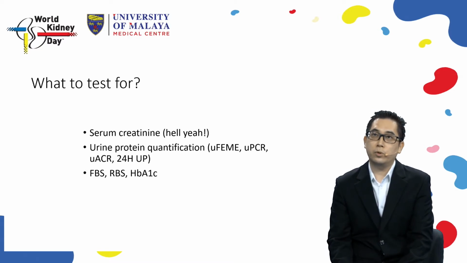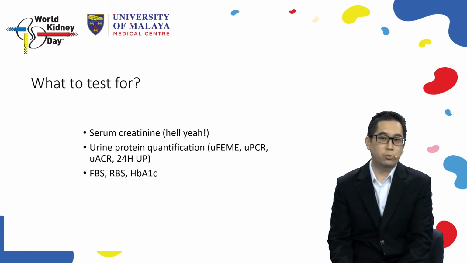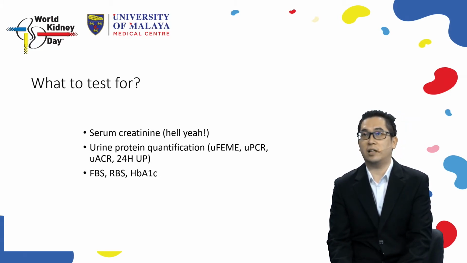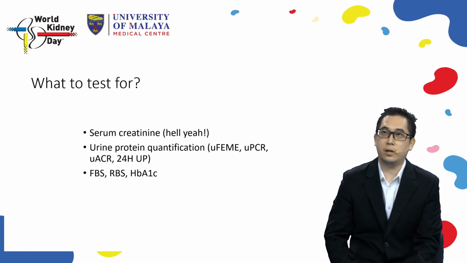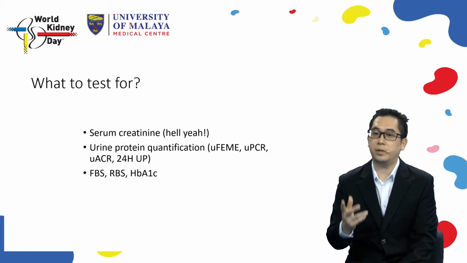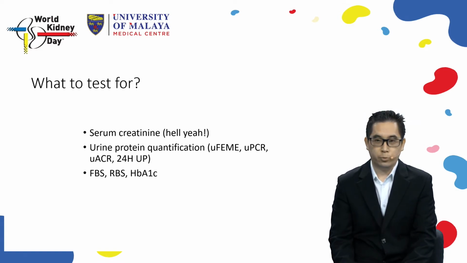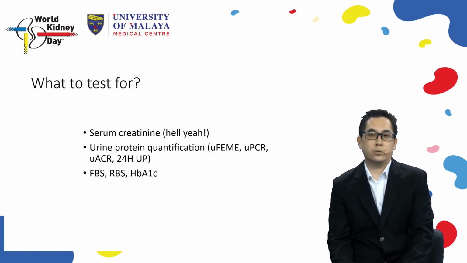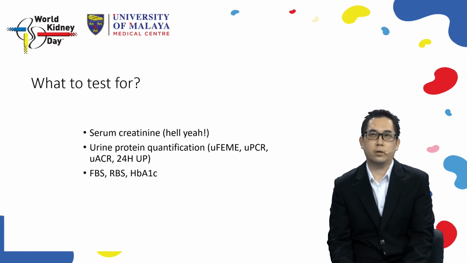If possible, urine protein quantification is important because that gives us the idea of the albuminuria category and the risk of CKD progression. So it's up to you which test you want to do. It could be a urine full examination, a microscopic examination. It could be a urine protein creatinine ratio, even an albumin creatinine ratio, but the gold standard is 24-hour urine protein. We can also do fasting blood sugar, random blood sugar, HbA1c as well. That is just to look at the control of sugar lately.